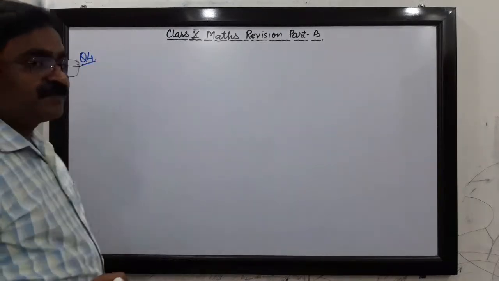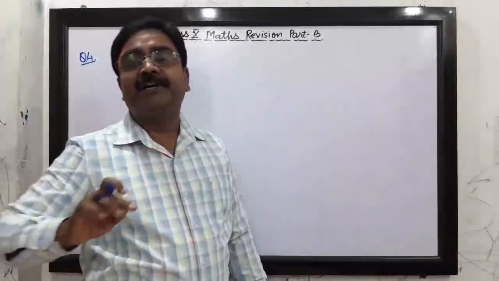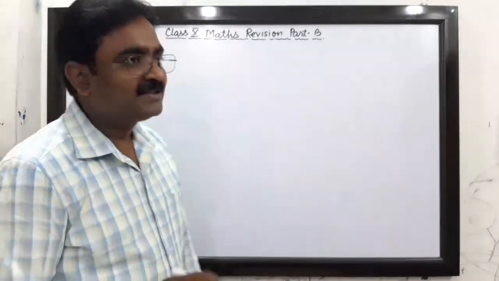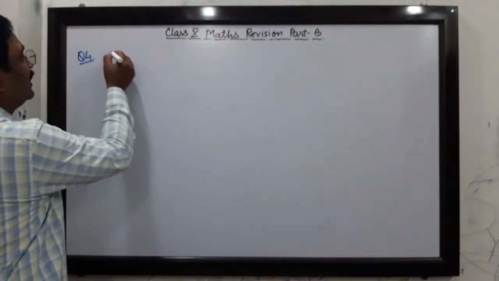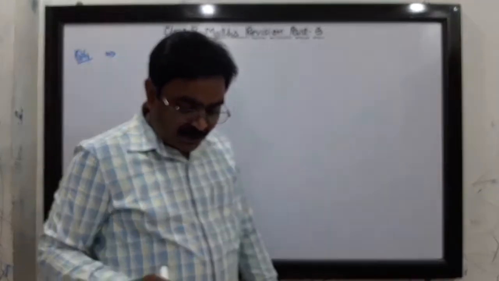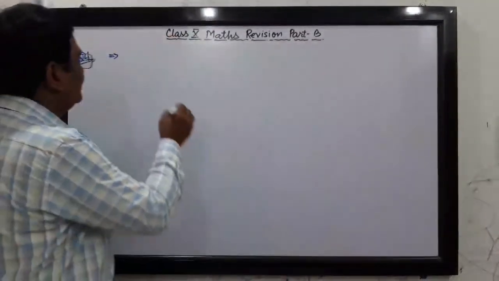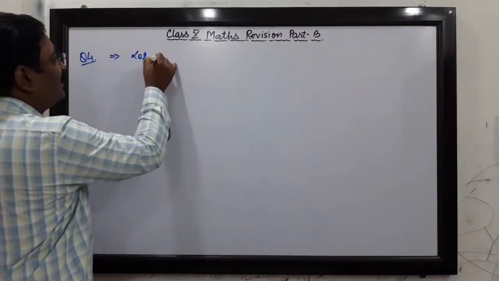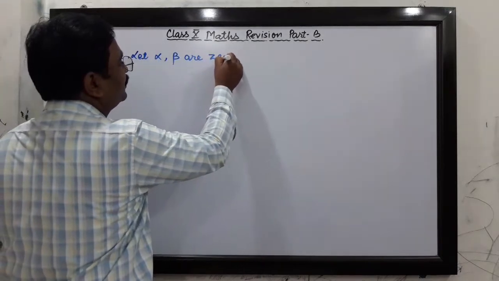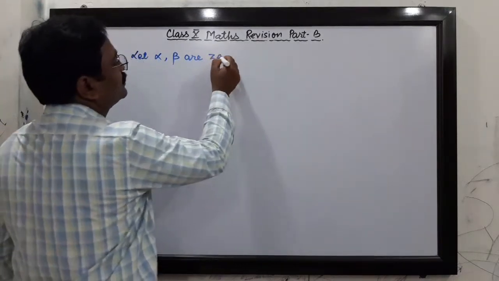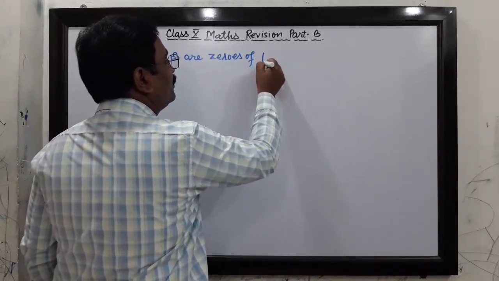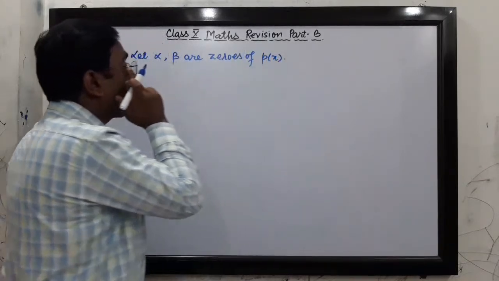See the solution of this. In this, we are going to find out the quadratic polynomial. In this, it is given that the sum and product of the zeros are given. So let alpha and beta be the zeros of this polynomial, the zeros of p of x, the quadratic polynomial, right?